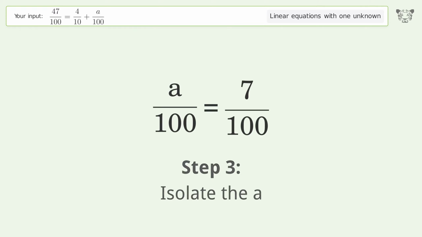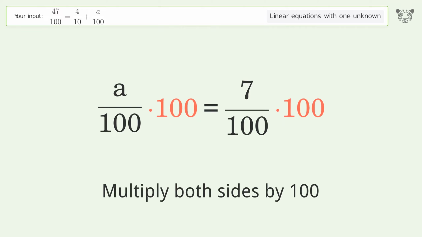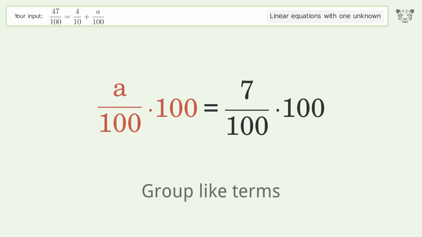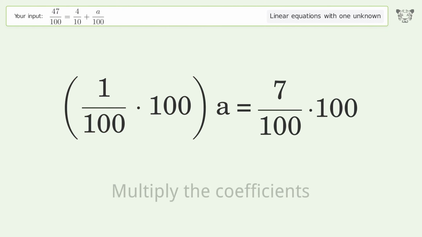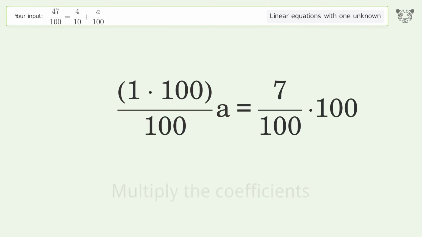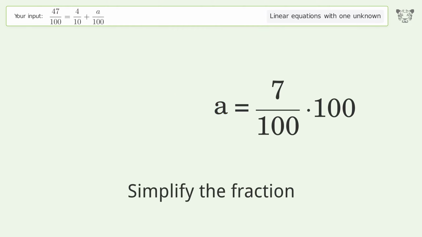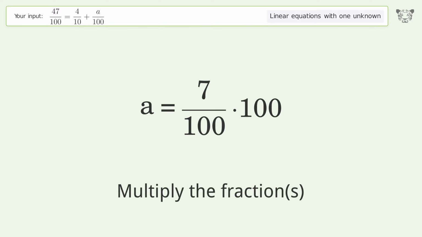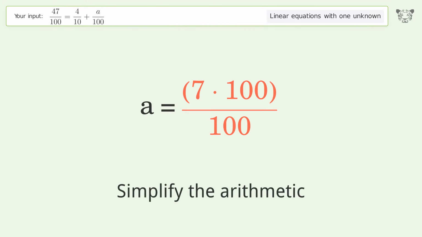Isolate the a. Multiply both sides by 100. Group like terms. Multiply the coefficients. Simplify the fraction. Multiply the fractions. Simplify the arithmetic.